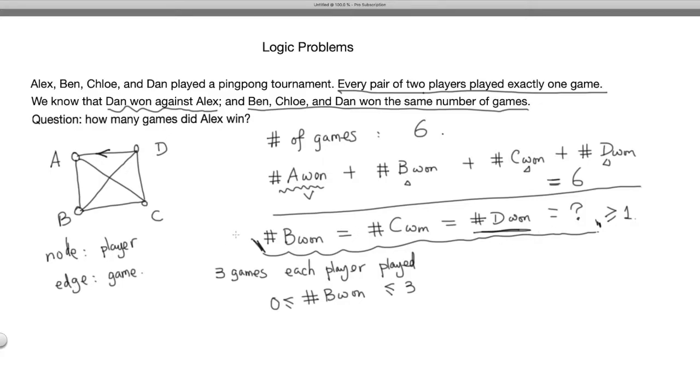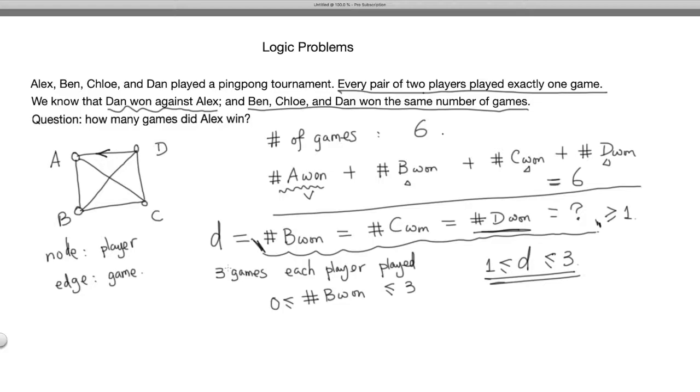Let's use a variable to represent this common thing: the number of games B1, number of games C1, number of games D1. Let's call it D, just representing the number of games D1. So D is going to be bigger than or equal to 1 because D won against Alex. So he won at least 1 game, but at the same time less than or equal to 3, because each player only played 3 games.